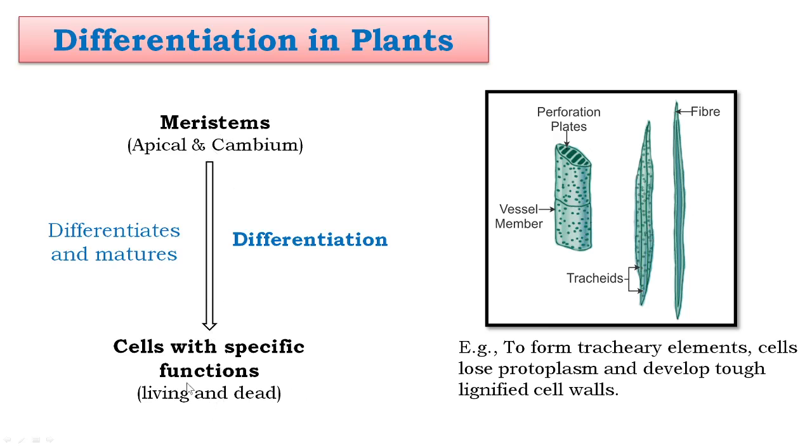For example, a parenchymatous cell that has chloroplasts, which you find in the leaf and in the stem. So if meristematic cells give rise to a parenchyma cell, right, then that is also called differentiation because the cell becomes a specialized type of cell. So it differentiates and it matures. So that is differentiation in plants.